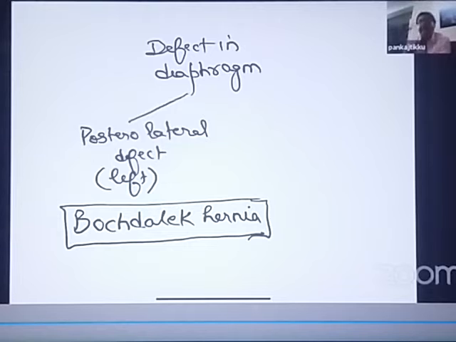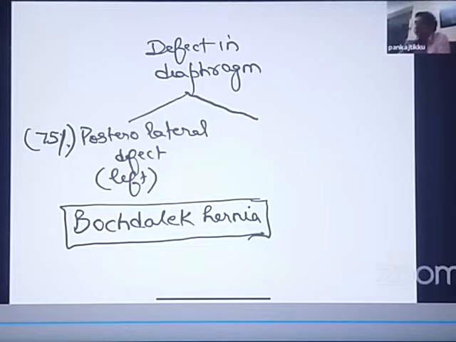So what is the Bochdalek hernia? Bochdalek hernia is a type of diaphragmatic hernia that is herniating through a posterolateral defect in the diaphragm, particularly on the left side. Majority of cases it is on the left side. So it is not on the right side, it is on the left side. So it is the left lung which is getting compressed. Almost 75% of diaphragmatic hernias are Bochdalek hernias.